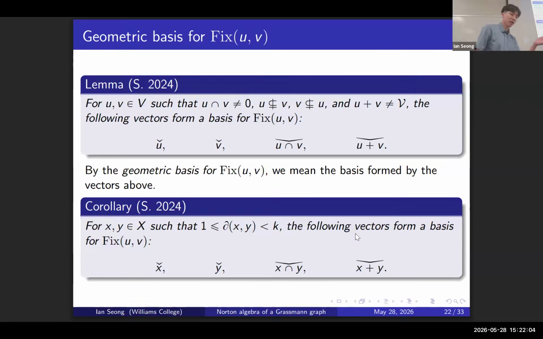Okay, how does that look in the case of the Grassmann graph? Okay, so if we have a Grassmann graph, and if we fix two vertices x and y, then the following vectors form a basis for fixed xy, and that is spanned by x check, y check, x intersect y check, and x plus y check. And we're going to call that a geometric basis for fixed xy.